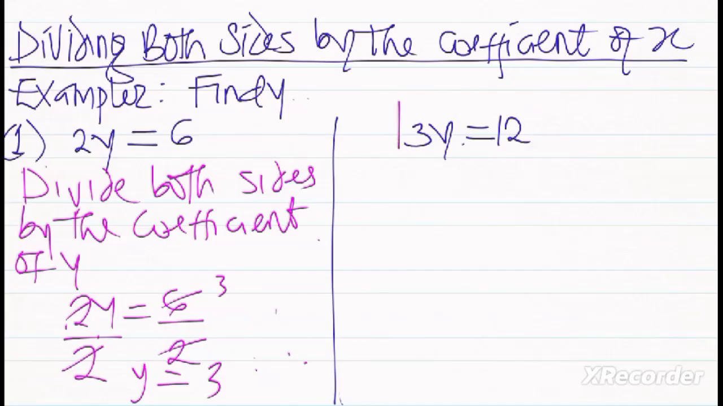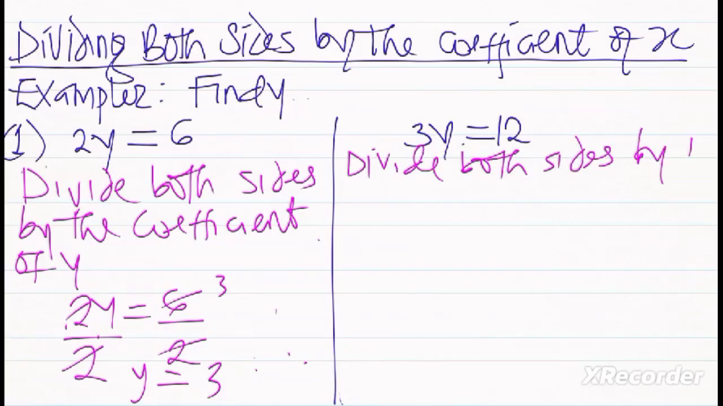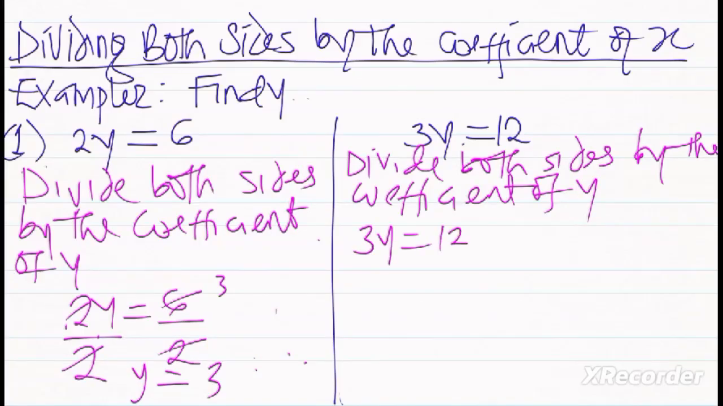Let us consider this second example. I will not waste too much time because I already explained that 3y is 3 multiplied by y. So we write our grammar: divide both sides by the coefficient of what? Of y. So we write 3y equals 12, divided by 3, divided by 3. 3 cancels 3. 3 into 12 is 4. So our y is 4.